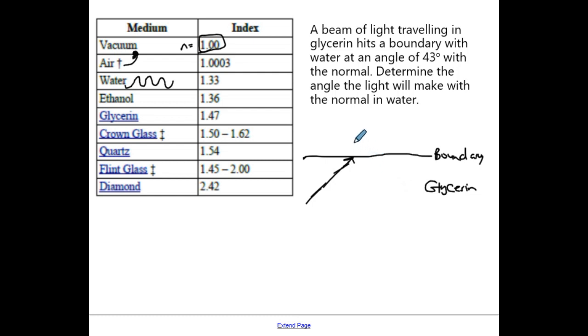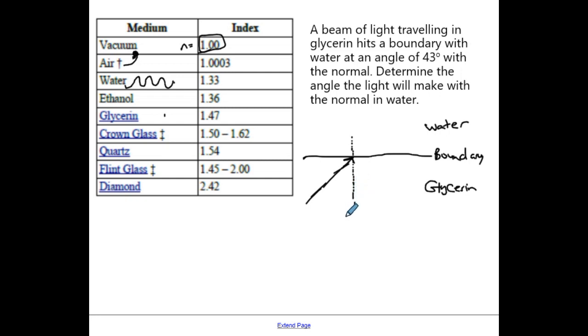That being said, the concept of a normal still matters. If reflection happens, this thing would bounce back that way. But refraction is going to take place, and it's going to refract from glycerin into water, it looks like. So I always like to write out boundary, water, glycerin. I want to write out what's going on. It says that we're going to go from glycerin into water, and what's going to end up happening here is this is going to bend.